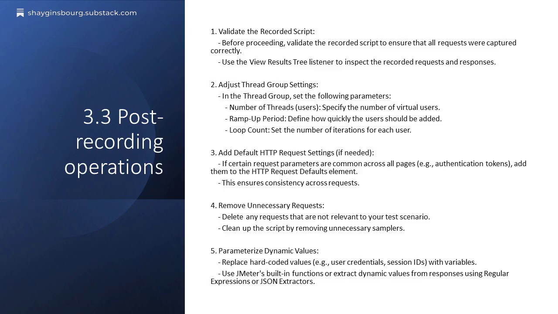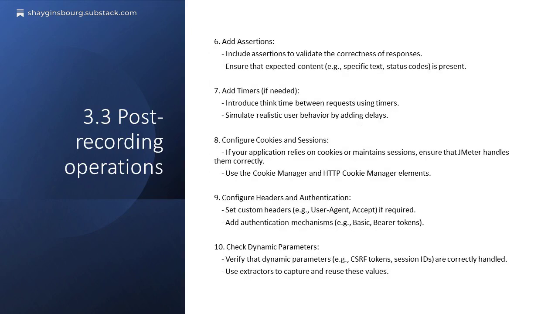Replace hard-coded values, e.g., user credentials, session IDs, with variables. Use JMeter's built-in functions or extract dynamic values from responses using regular expressions or JSON extractors. Include assertions to validate the correctness of responses. Ensure that expected content, e.g., specific text, status codes, is present.